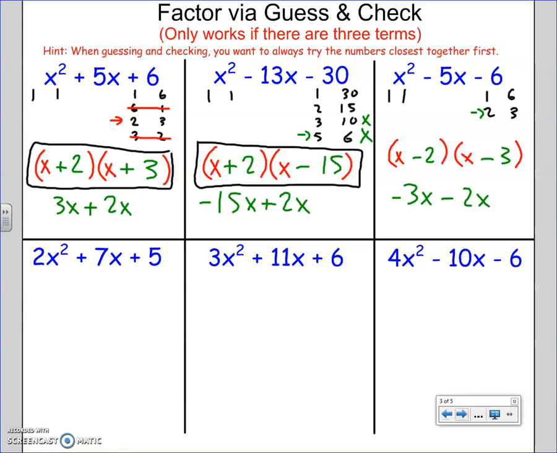I check the L. Negative times negative is positive, but this is negative, so that means we got the wrong pair. Again, sometimes there's a pair that adds correctly to the middle number, but multiplies incorrectly to the last number. It's the sign that's off. So this did not work.